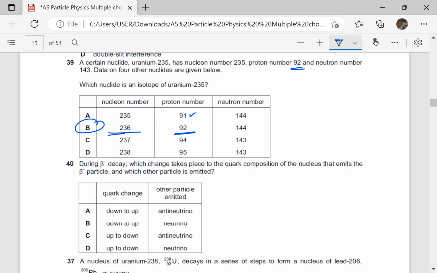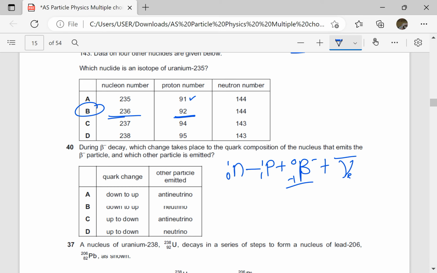During beta minus decay, which change takes place to the quark composition of the nucleus that emits beta minus particle, and which other particle is emitted? So during beta minus decay, a neutron is going to change into a proton. A neutron is written as 1, 0, a proton is 1, 1. To balance this equation, we add beta minus, which is 0, negative 1. A beta minus particle is an electron, which is accompanied by an electron antineutrino.